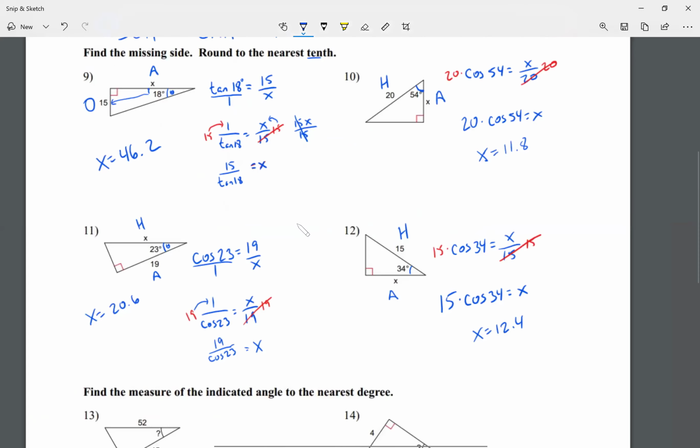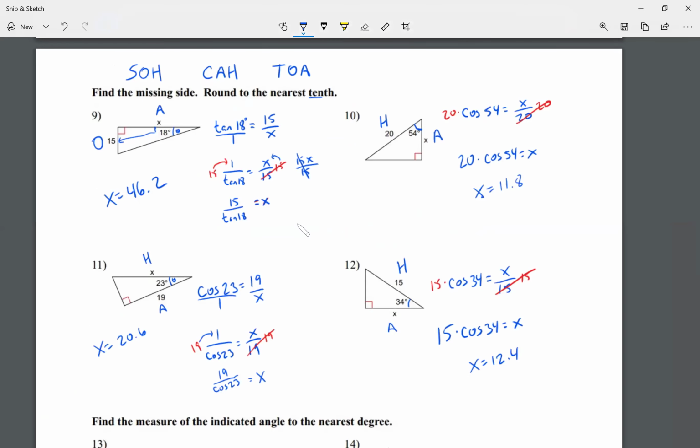By coincidence, in my notes, I did one tangent and most of them were cosines. Your homework, you're going to use sines, you're going to use cosines, and you're going to use tangents. You're going to use them all.